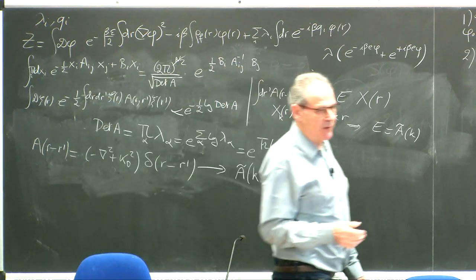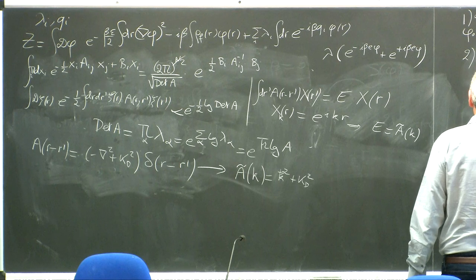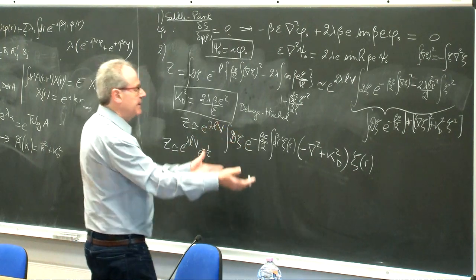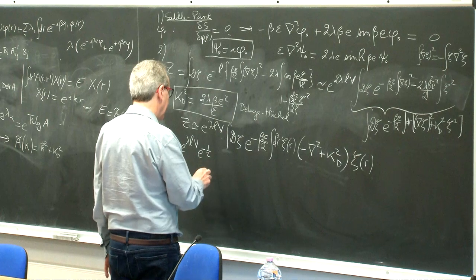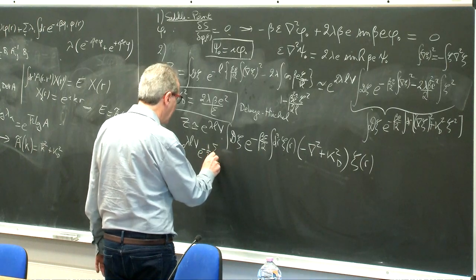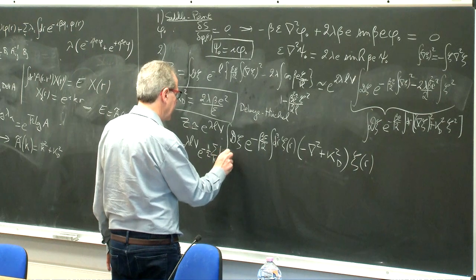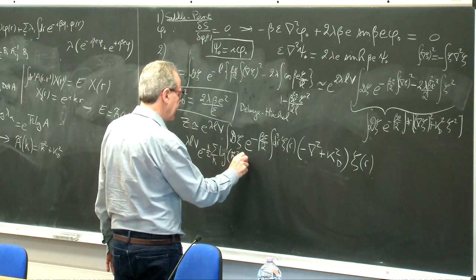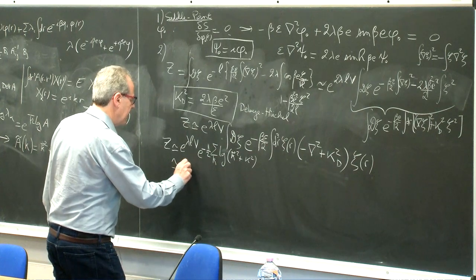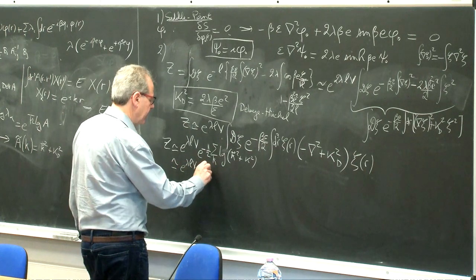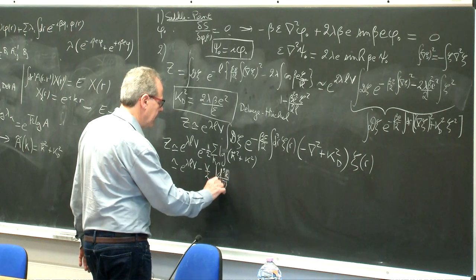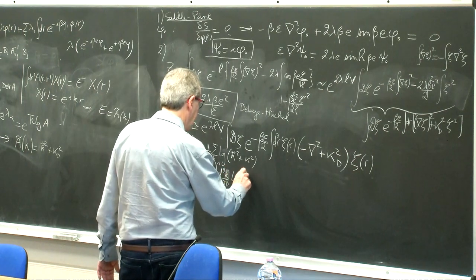So the result to which I wanted to get is that Z is essentially e to the lambda LV times e to the minus 1/2 sum over all the eigenvalues k of log of k squared plus κ squared. This is a result which is quite important. And when you take the continuous limit, this is just e to the lambda LV minus V over 2 times the integral d³k over (2π)³ of log (k squared plus κ squared).